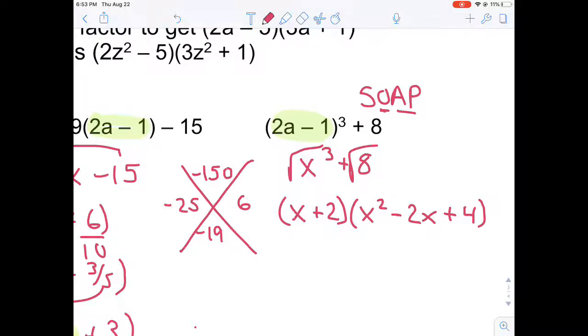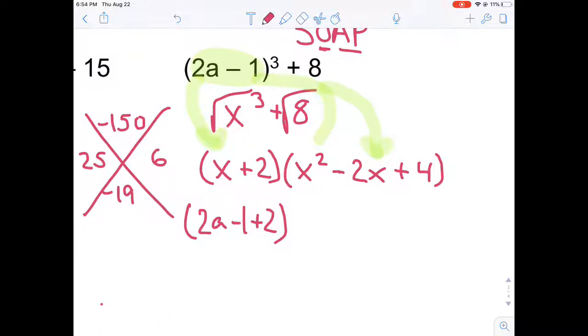Okay. Now, just like before, we're going to take what we substituted out, that 2a minus 1, and that's going to go right into all 3 of them. So I'm going to have 2a minus 1 plus 2 in the first part. I'm going to have 2a minus 1 squared minus 2 times 2a minus 1 plus 4.